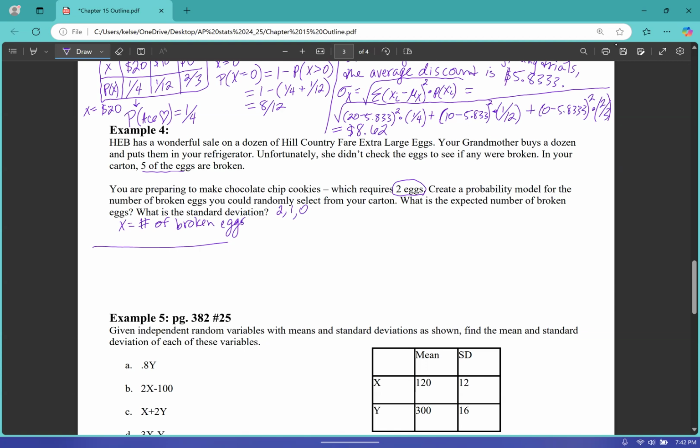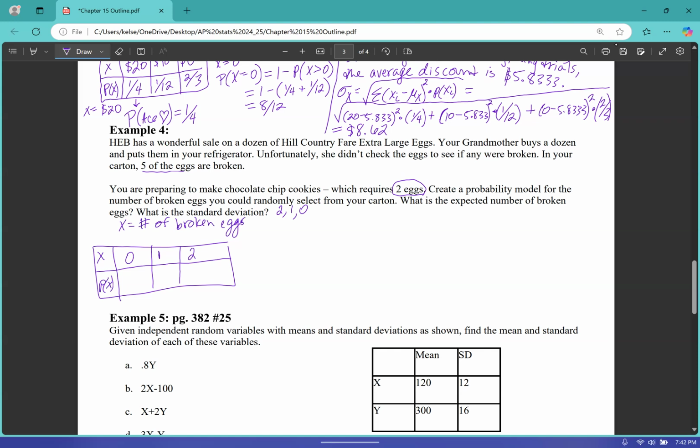Okay, and we said we have the little x, because that's referring to all the little values that x could take on, and the probability of little x. So we could have 0 broken eggs, we could have 1 broken egg, or we could have 2 broken eggs. It doesn't truly matter what order you do these in, but sometimes there's a little bit easier way to do it. So first thing we're going to look at, I'm going to start with 0. What's the probability of getting 0 broken eggs?